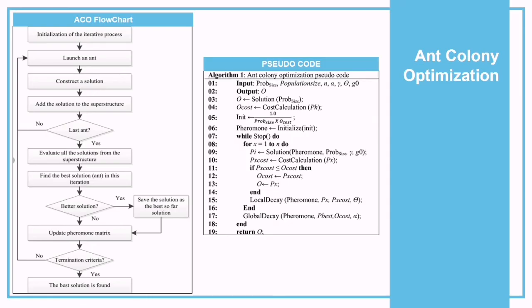Okay, this is the flow chart of ant colony optimization with the pseudocode. I will use this as a guide when developing the system to prove the effectiveness of the algorithm that I use.